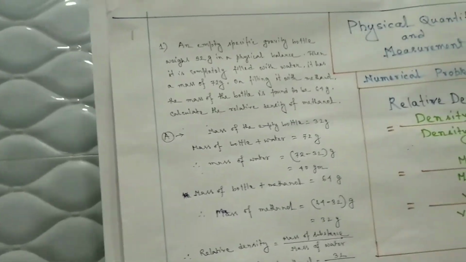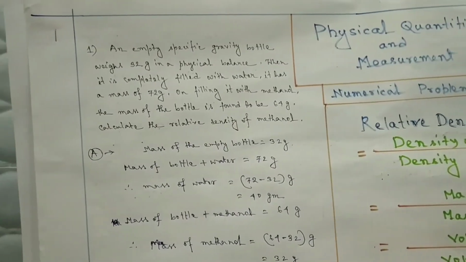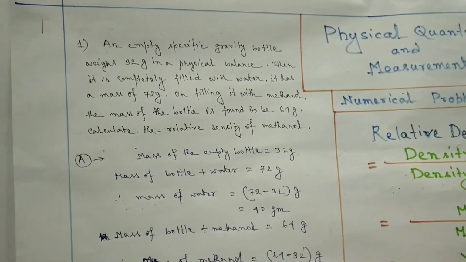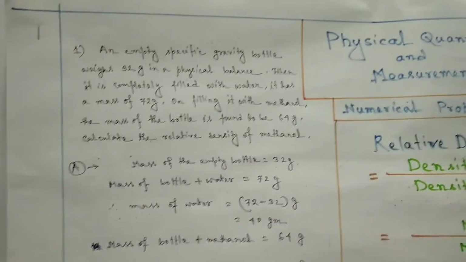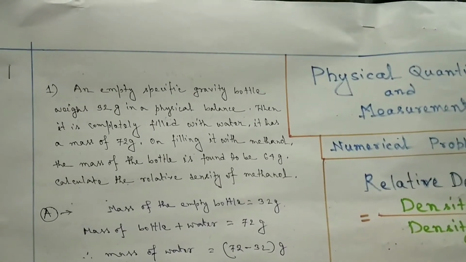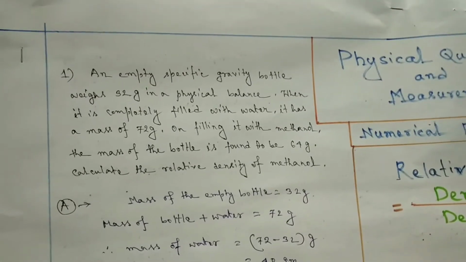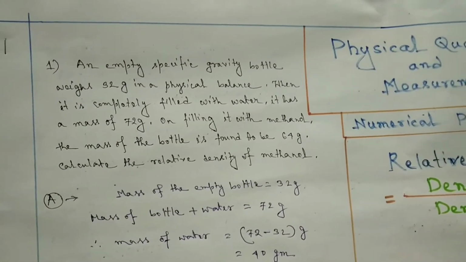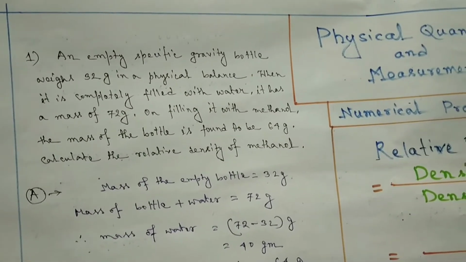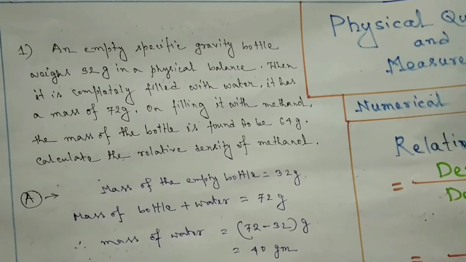So to find the relative density of methanol, at first we have to find the density of methanol. To find the density of methanol, we have to know the value of two variables. What are they? They are the volume of methanol and the mass of methanol, because we know that mass by volume is equal to density.